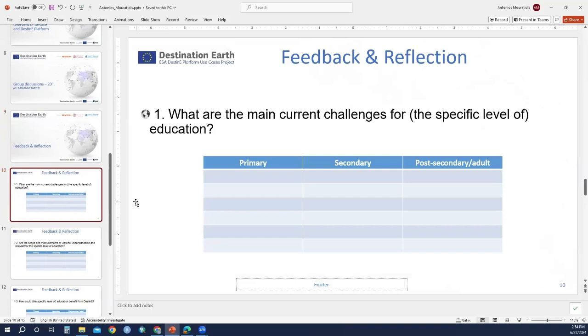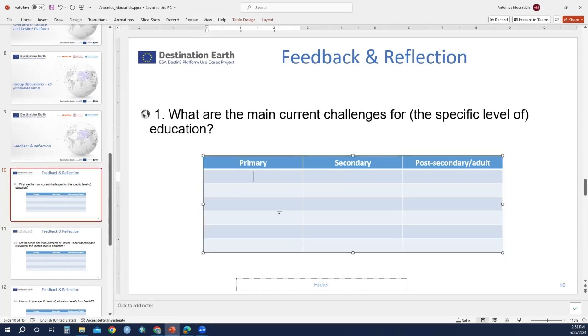What are the main current challenges for your specific level of education? In general, let's start with primary education. Although we were a small group, we have some material gathered. Some of the main current challenges were content in a native language, lack of knowledge from educators and lack of equipment, and also lack of time in the curriculum. Links to it are necessary. Lack of time in the curriculum, you said? Yes, exactly.